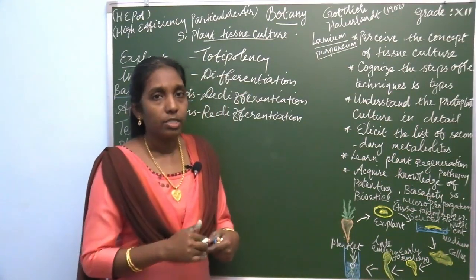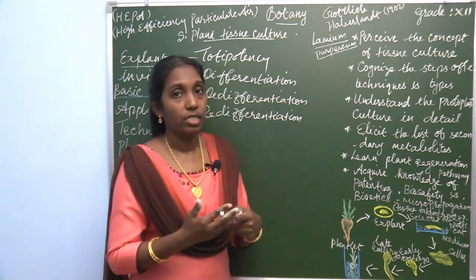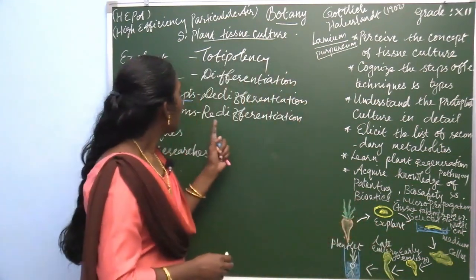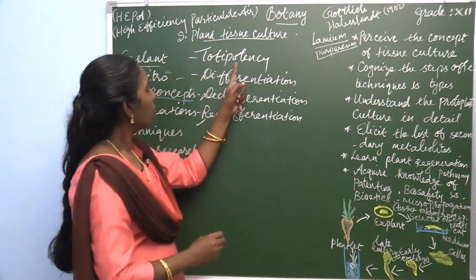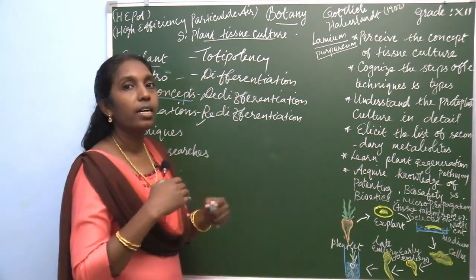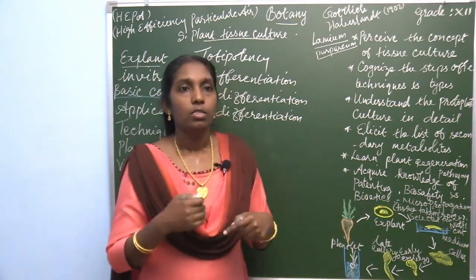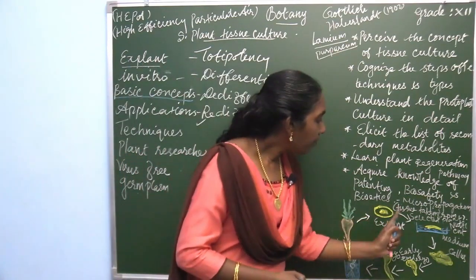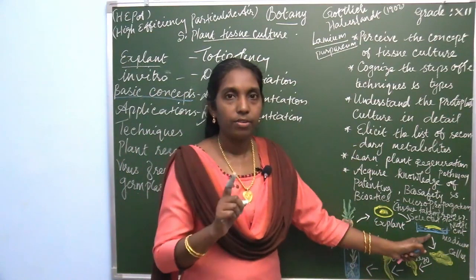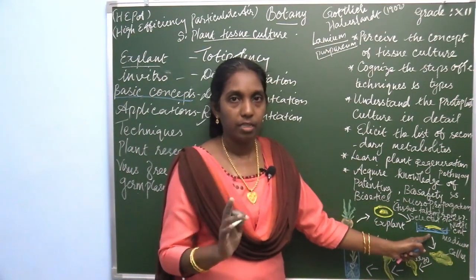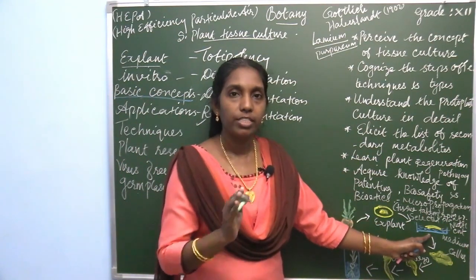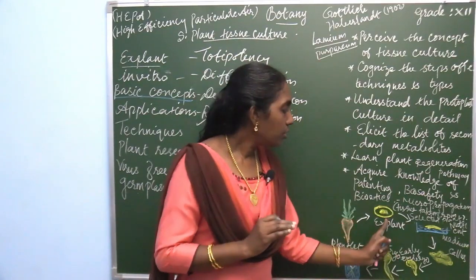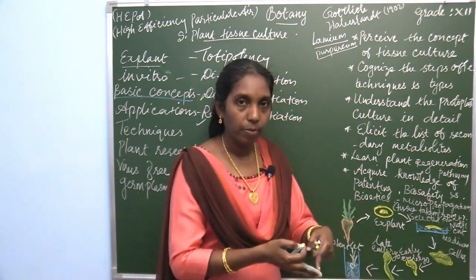So de-differentiation, before that re-differentiation. Now from the differentiated cell, so here re-differentiation: first totipotency, differentiation and re-differentiation. So what's meant by re-differentiation? From this differentiated cell, at first, isolation of explant from a selected plant. So this tissue is transferred into the nutrient medium.